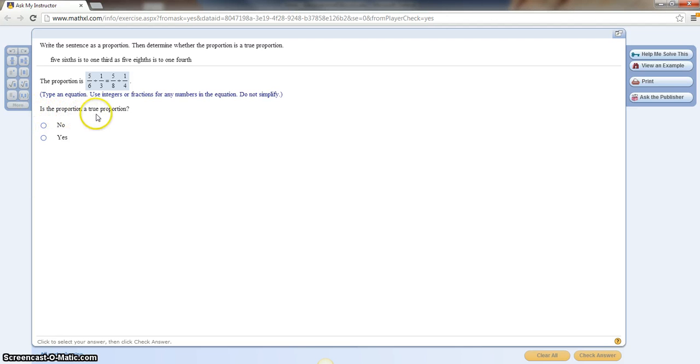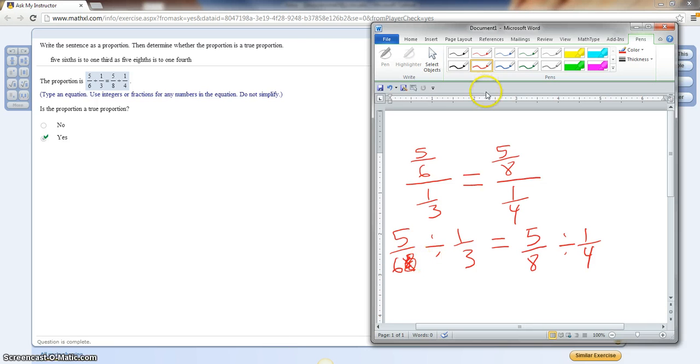Now it says, is the proportion a true proportion? And that is yes, because all you have to do is set one fraction equal to the other. So it is yes. And that is actually the end of that problem. Now, let me show you how this proportion is a true proportion. We'll call our screen back up here.